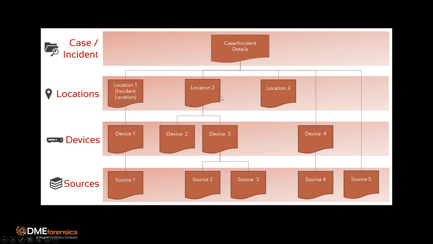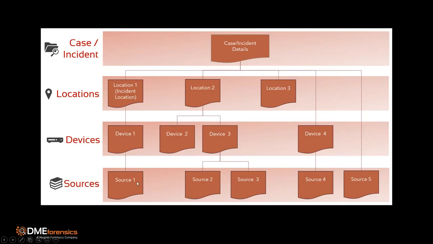So looking at this representation, you can see several different scenarios you may encounter. Aside from potentially having a case that looks exactly like this, there are multiple other scenarios you may encounter. For example, a very common scenario is a single source attached to a single device and attached to a single location. That's a very common scenario on many cases that we work with.